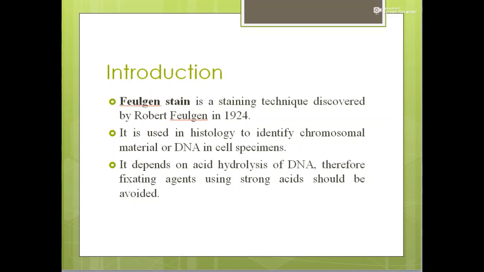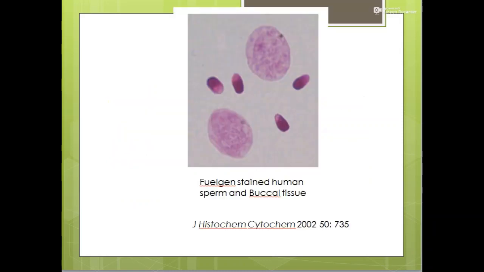The process of Feulgen staining mainly depends upon the acid hydrolysis of DNA. So usually we do not use strong fixative agents when we are using a Feulgen staining. Instead, we use normal or light acids, not very high acids, for the staining technique. Now, how does a Feulgen stain look? That's the next question. Let's explore that.